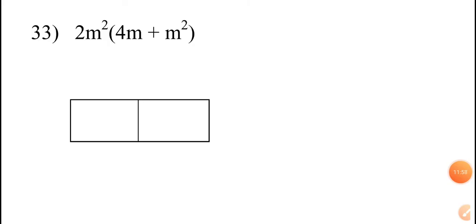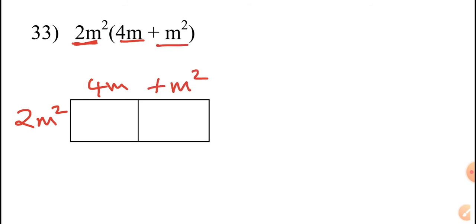And now question 33. So because I can see 2m squared here, I will write down 2m squared on the left. So this 2m squared outside the bracket is here on the left, and then the 4m, I can write 4m here, and then the plus m squared, I can write it here. So the first thing I'll have to do is 2m squared times 4m. So 2m squared times the 4m.